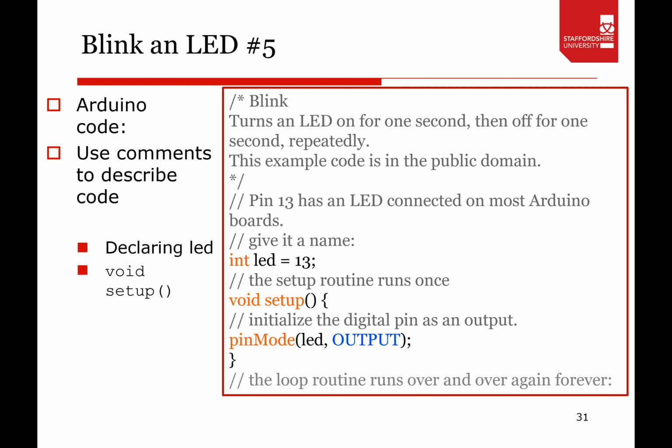So here we use comments to describe the code. Blink turns on an LED for a second and then off for 1 second repeatedly over and over again. Pin 13 has already got an LED connected on most Arduino boards. We need to give it a name, so we've called it LED. It's an integer value, it's 13, and it's called LED. So first of all, we need to set it to pin mode LED output. That function runs once at the beginning of the program.